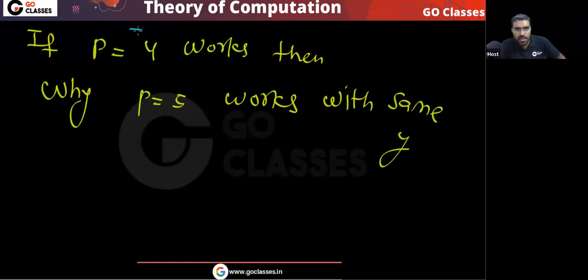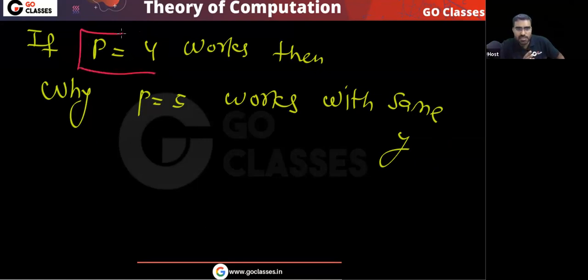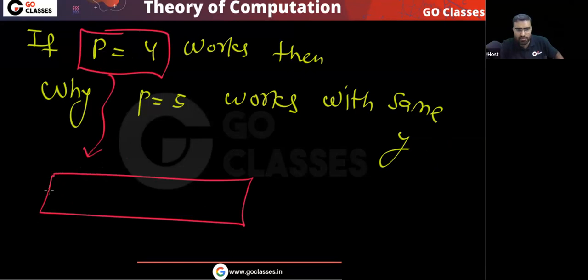Because remember, if p equal to 4 is working, then I'm asking why the same y works with p equal to 5. The reason is simple. If p equal to 4 is working, that means y is where? Just tell me this point.